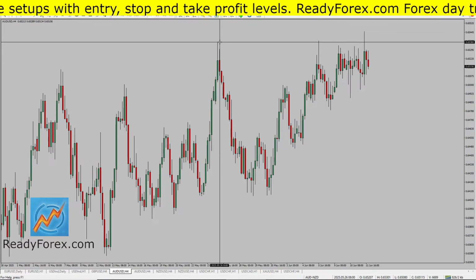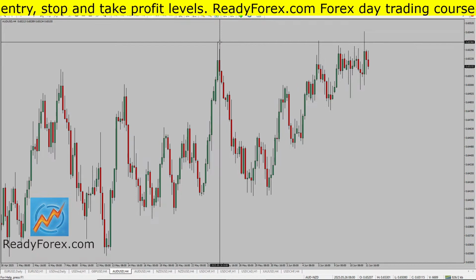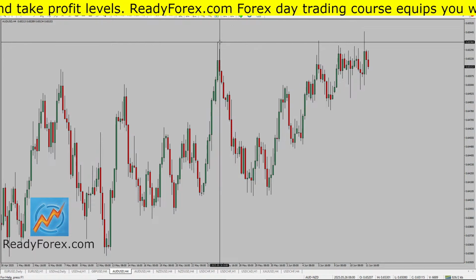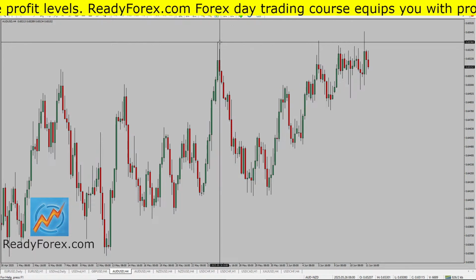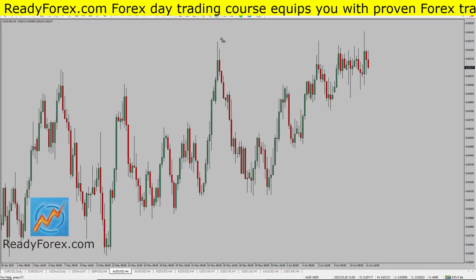Okay, so I came up with two Elliott wave counts. Which wave count is going to work? Well, only time is going to tell, but I did manage to make some profit today, and the rest of my students as well, inside the Aussie dollar currency pair. Now let's take a look at the wave count.